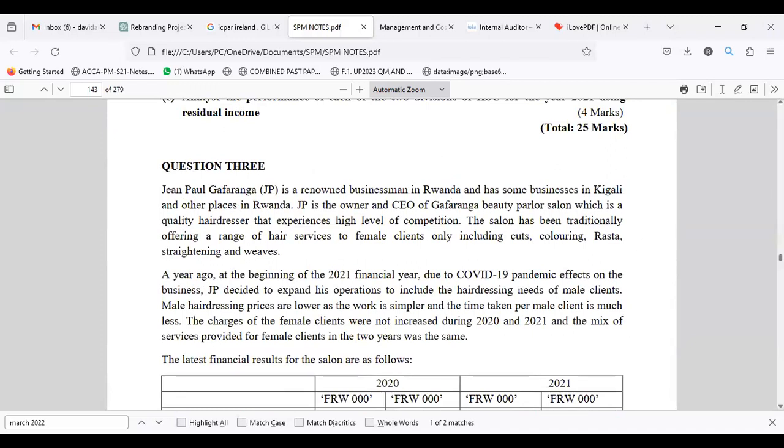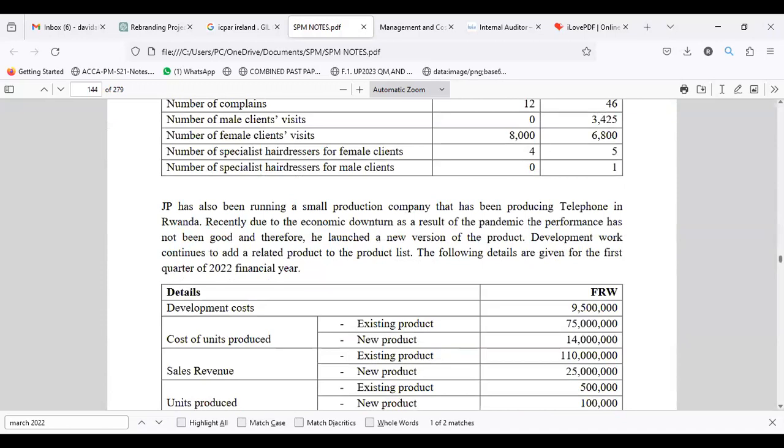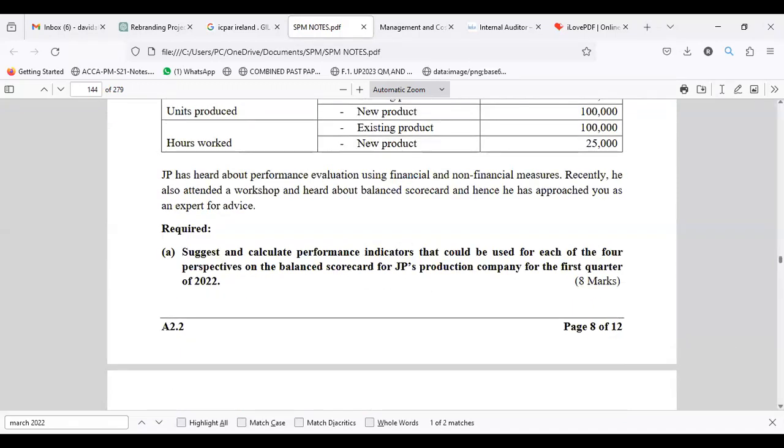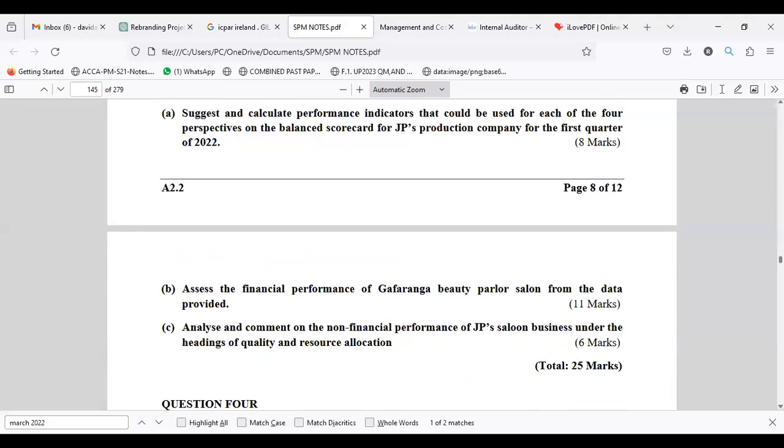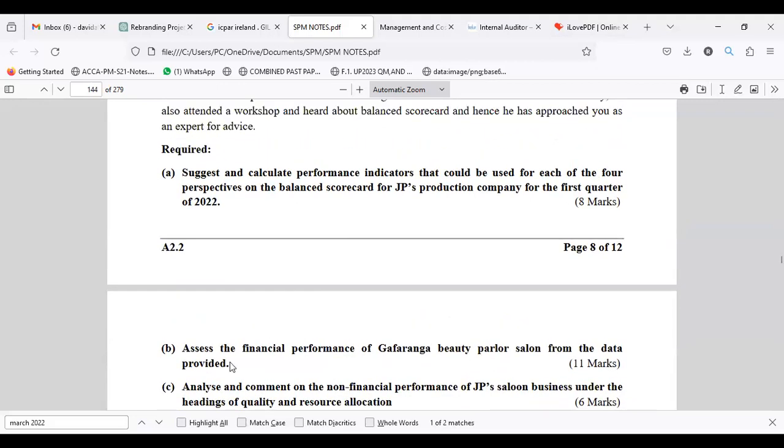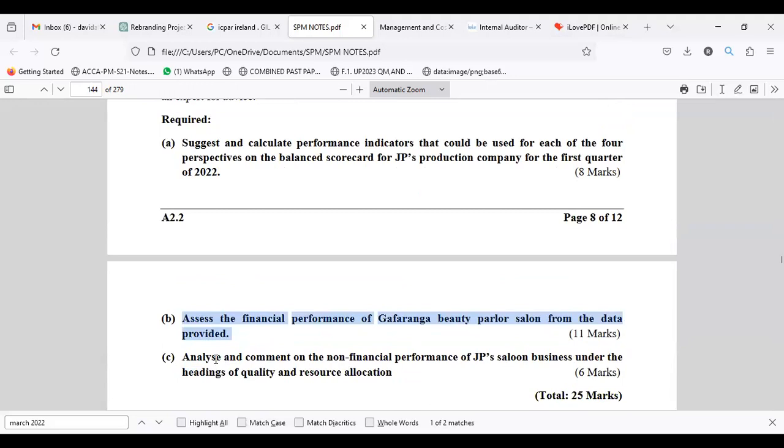So this was set in March 2022. The required, as you have seen, is taking 8 marks, and is in section B, which relates to that issue. Although this one is also about assessing the performances, it required people to analyze and comment on the non-financial performances of GP's saloon businesses under the headings of quality and resource. This is to analyze and comment.